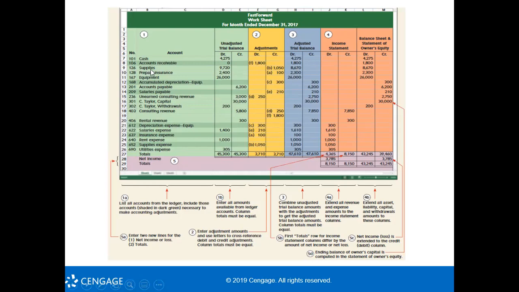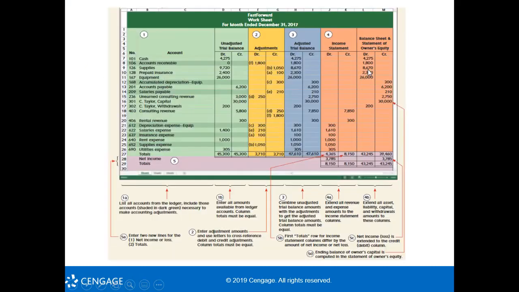Okay, supplies has a balance here of $9,720. We adjust this account down for the supplies that have been used. So it has a debit balance. We credit supplies for $1,050. And that takes it down to a debit balance of $86.70. And again, supplies is an asset, so that's found on the balance sheet, $86.70.